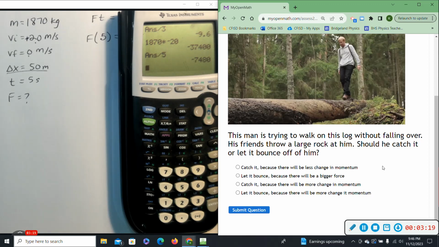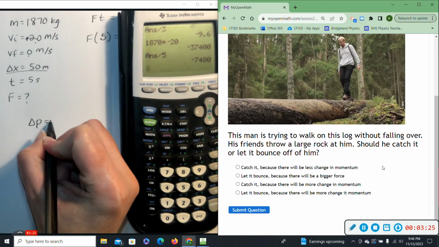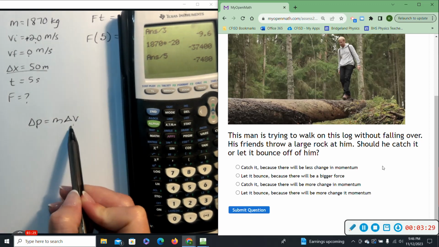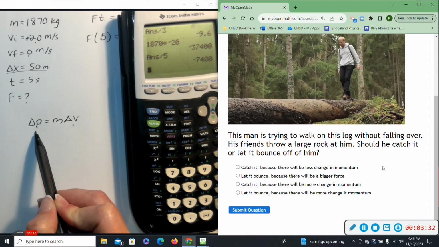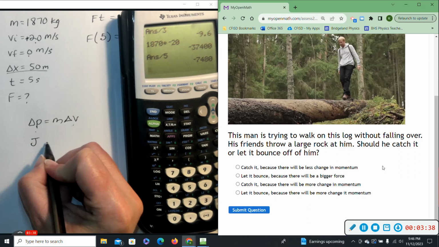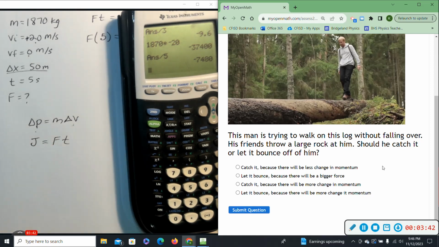And if you have a larger change in velocity, you're going to have a larger change in momentum. Remember that equation is mass times change in velocity. If it bounces, this is bigger. If this is bigger, this is bigger. Okay, and a larger change in momentum also means a larger impulse, which means more force, okay, for a given amount of time. Let's look at our options.